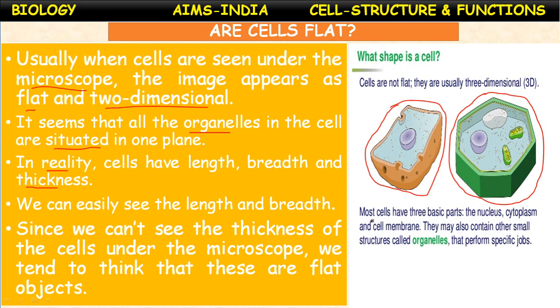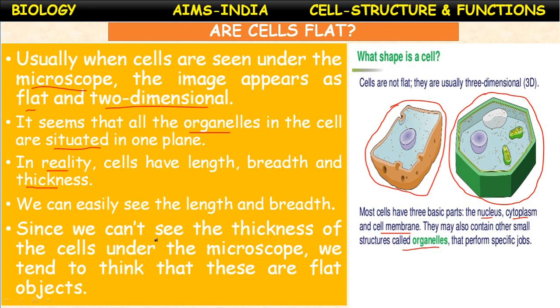Most cells have three basic parts. What are they? Nucleus, cytoplasm and cell membrane. They may also contain other small structures called organelles that perform specific functions. Every organelle performs its own function, like mitochondria, cellular respiration; chloroplast, photosynthesis; ribosomes, protein synthesis; and lysosomes, intracellular digestion. Like that, different cells perform different functions.